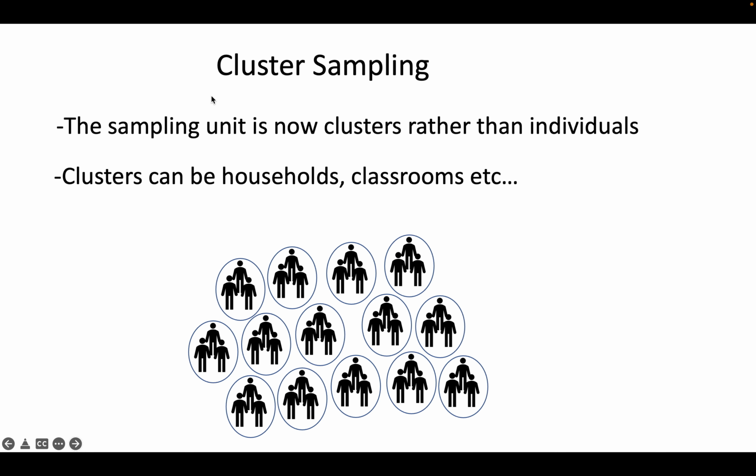Cluster sampling is different from before, when the unit was an individual, so picking an individual from a list of people in a town. Cluster sampling is when the sampling unit is clusters. An example of a cluster is, let's say these are all households in a town, where each household has multiple people living there. Or it could be classrooms in a school, where each classroom is composed of several children.